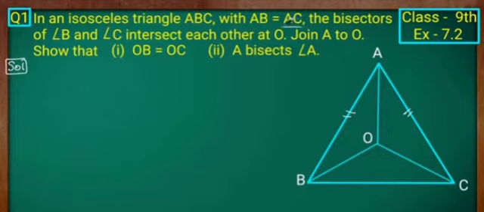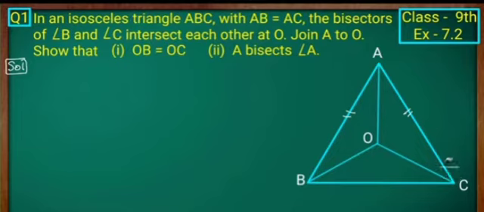Now, in an isosceles triangle ABC, you know that very well. Isosceles triangle means two sides will be equal. So, AB equal to AC. So, in triangle ABC, AB equal to AC because that is an isosceles triangle. Okay. So, first part over.